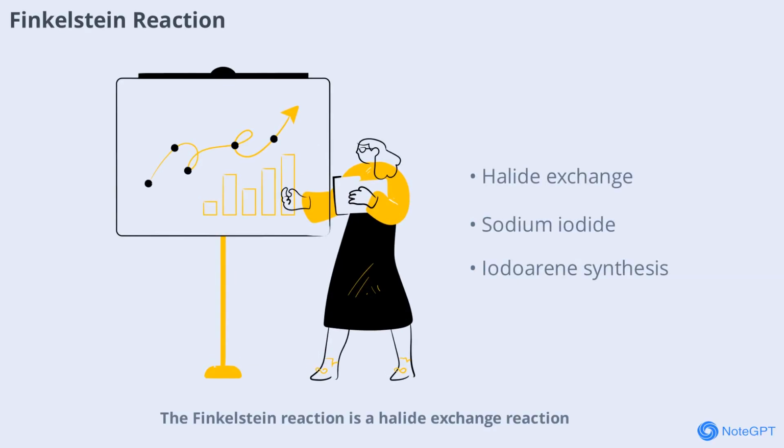The Finkelstein reaction is a halide exchange reaction used to prepare iodoarenes from chloro or bromoarenes. In this method, the haloarene is treated with sodium iodide and acetone, leading to the substitution of the halogen atom with iodine. This reaction is particularly useful for synthesizing iodoarenes, which are otherwise difficult to obtain by direct halogenation.